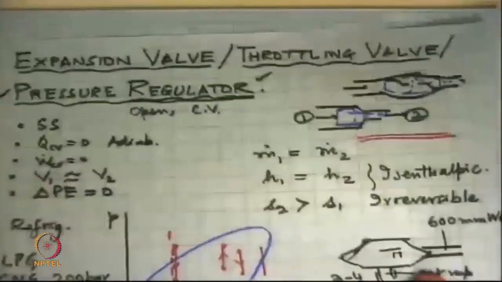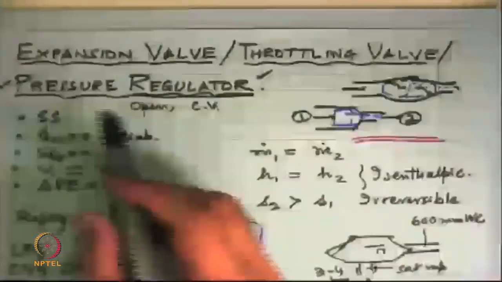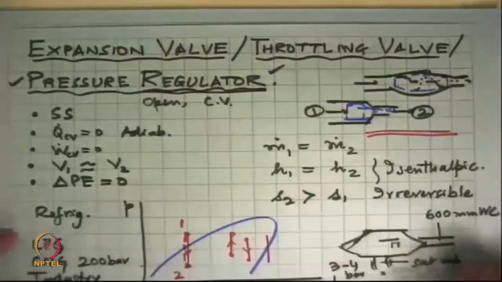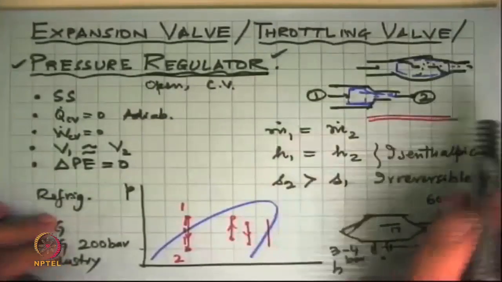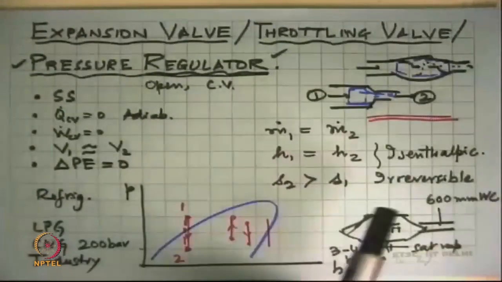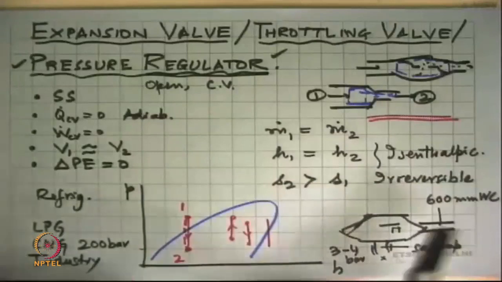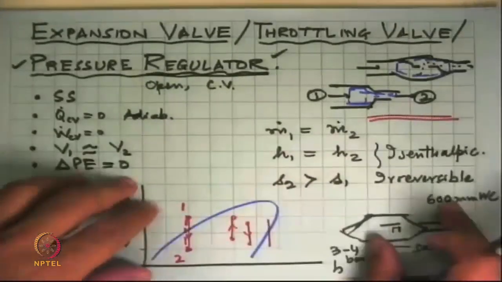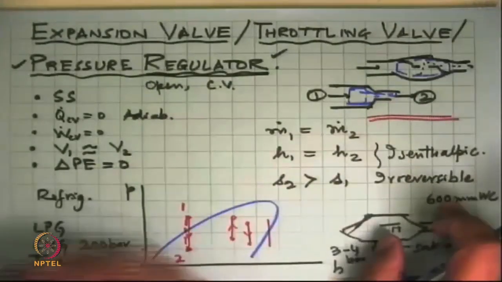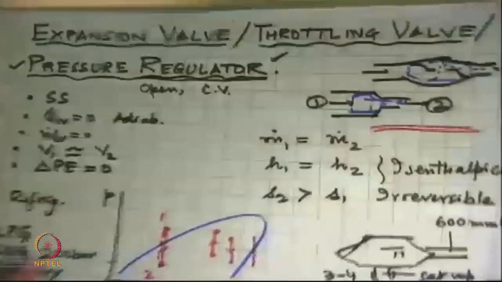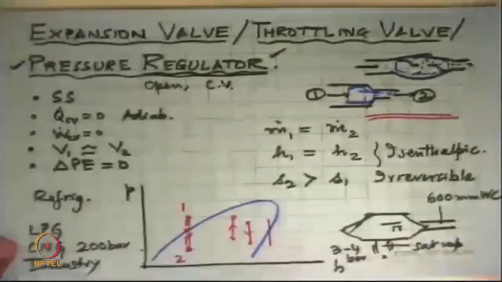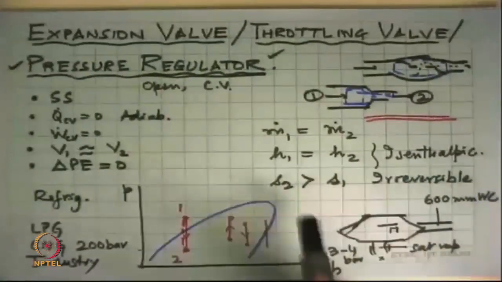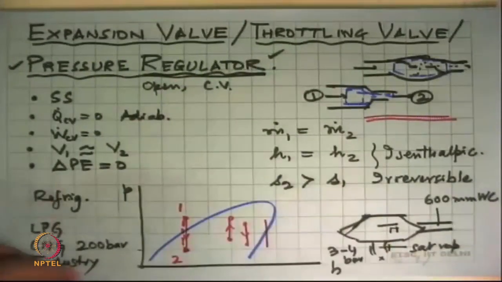Okay, so this is the idea of a throttling valve or a pressure regulator or an expansion valve. It need not even be a valve, as I mentioned. In a refrigerator, it could just be a long, very thin tube through which, as the refrigerant goes, because of the frictional pressure drop, it achieves the purpose of throttling. So that was what happens in a pressure regulator or an expansion valve. And it's a hugely irreversible process.